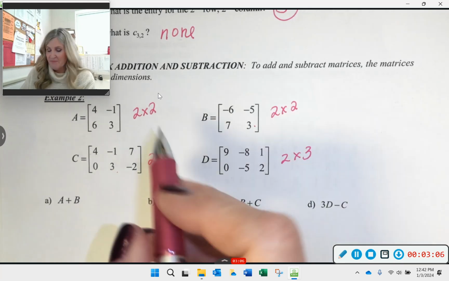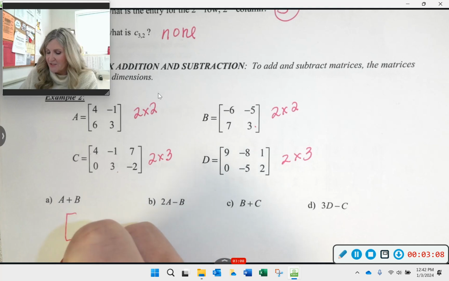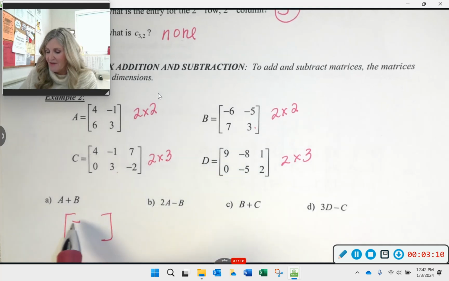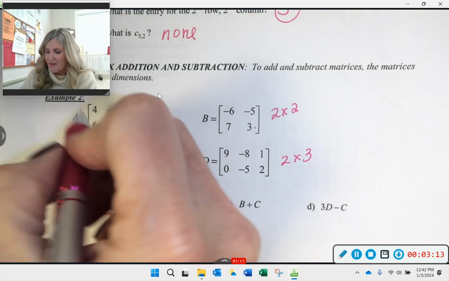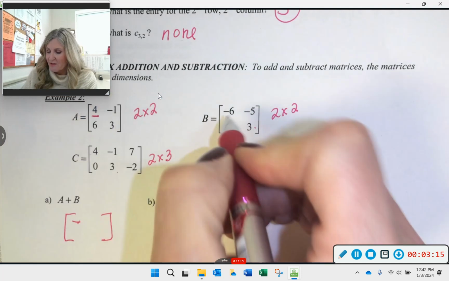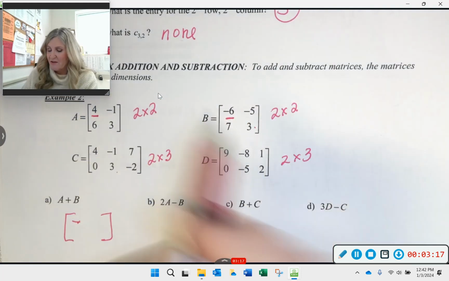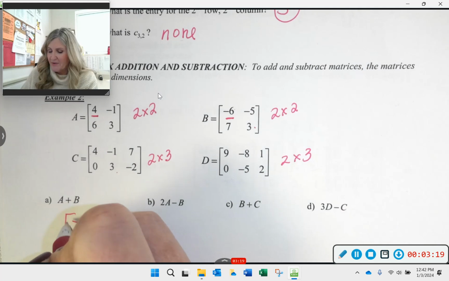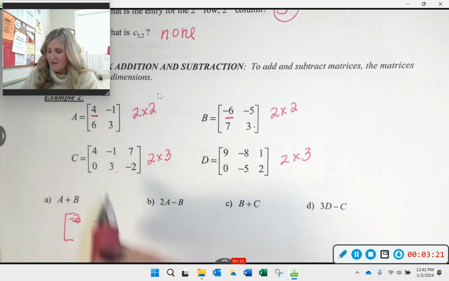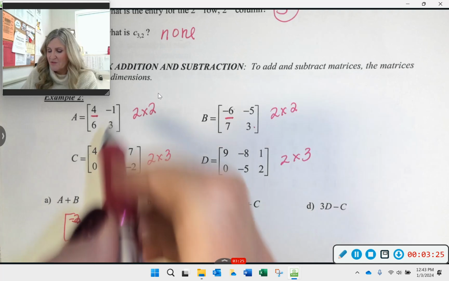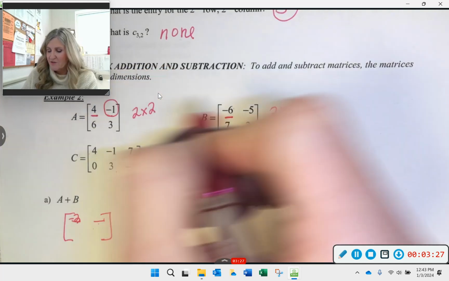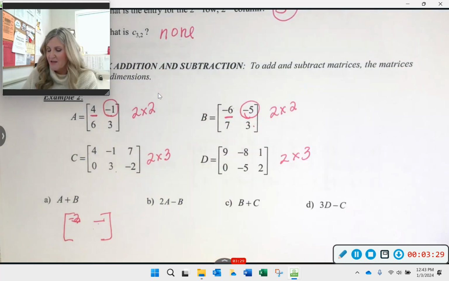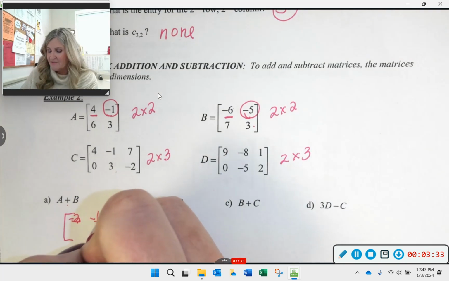A plus B. Well, if I'm adding those matrices, I'm just going to look at my first row, first column. Here is my first row, first column. Here is my first row, first column. Those entries get added and we get -2. This is going to be in the first row, second column. So I look at those entries. First row, second column, first row, second column. And I'm going to add those entries and I get -6.